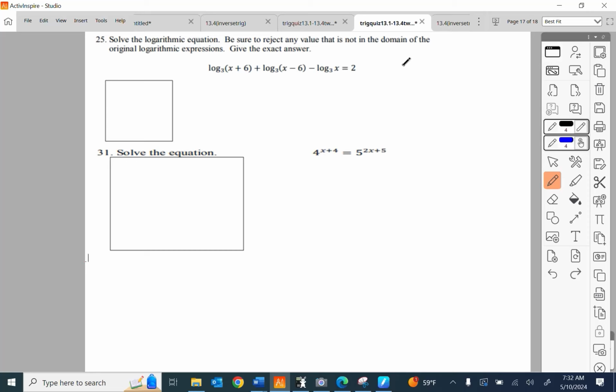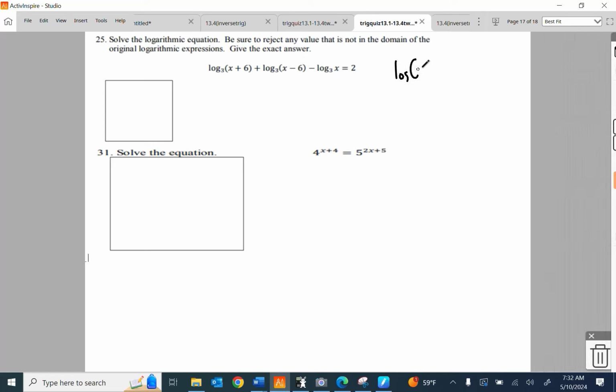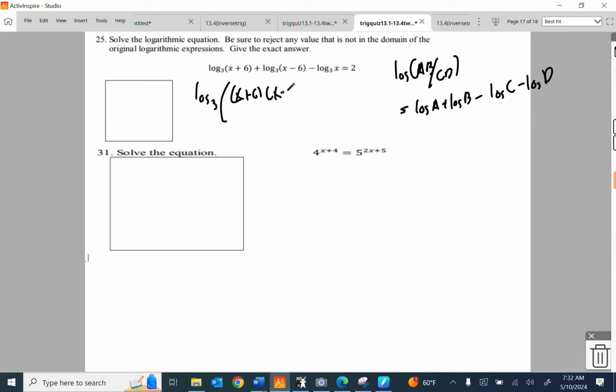So you probably don't remember things like this, but the log of AB over CD is log A plus log B minus log C minus log D. That's how you condense. So this is addition, it's going to become multiplication. We're going to have a log of 3. The numerator is going to be x plus 6 times x minus 6. And we have a minus, which is division, equal to 2.